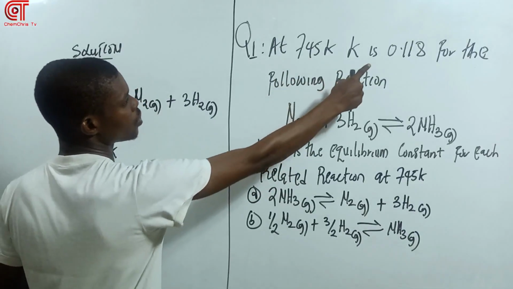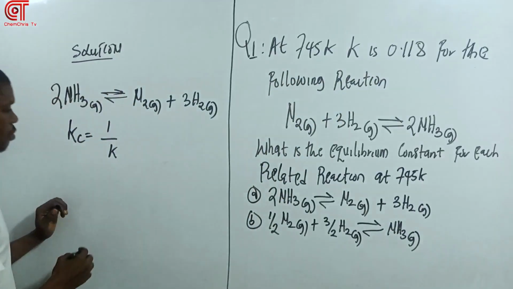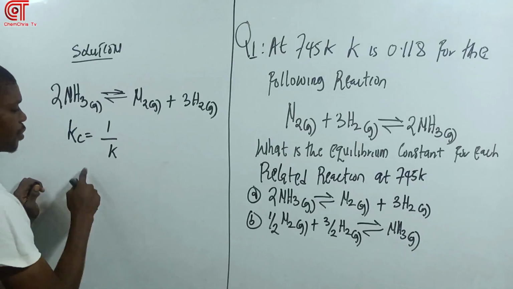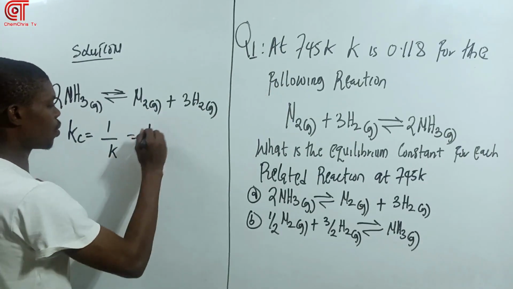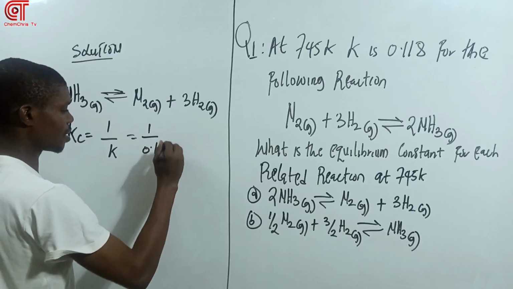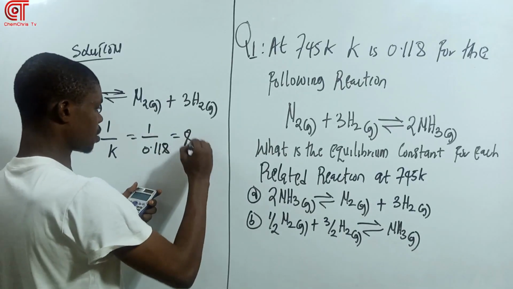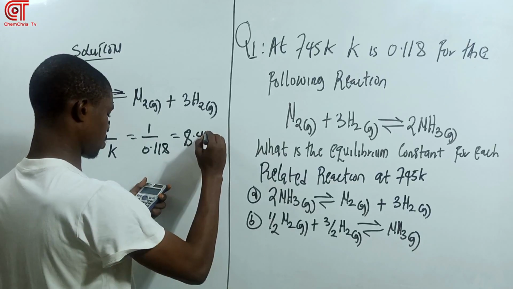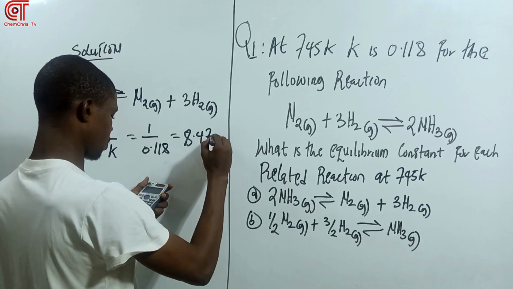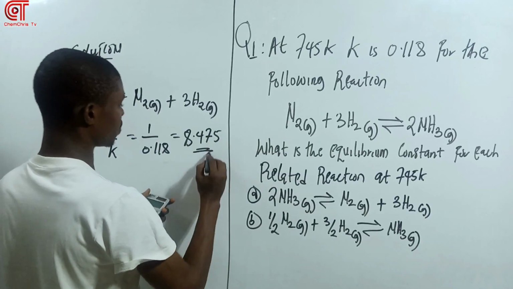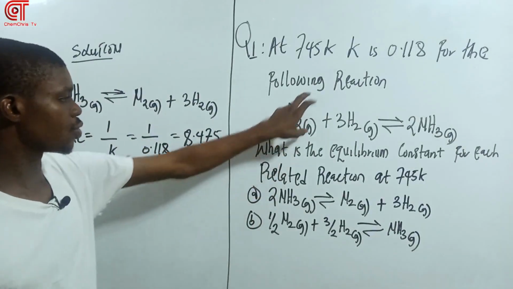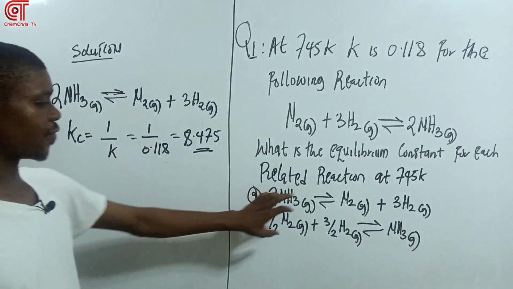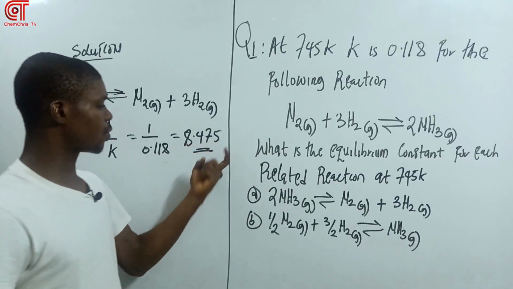Which is 0.118. So what I want to do here is to input the value. My K is already equal to 0.118. So here I have 1 over 0.118. So what I want to do is 8.4745. So that is the answer here. So this related to here, the Kc for this reaction is 8.4745.